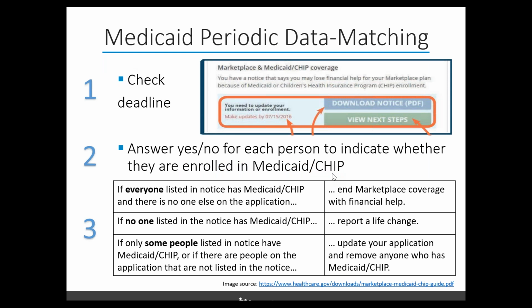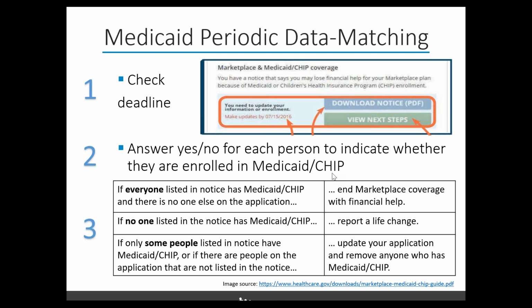So, Medicaid periodic data matching. Marketplace consumers who have Medicaid or CHIP will get a notice letting them know that their APTCs will terminate automatically. Typically, the termination will happen in the summer. After this, their Marketplace coverage will continue at full cost without APTCs unless the consumer cancels it.